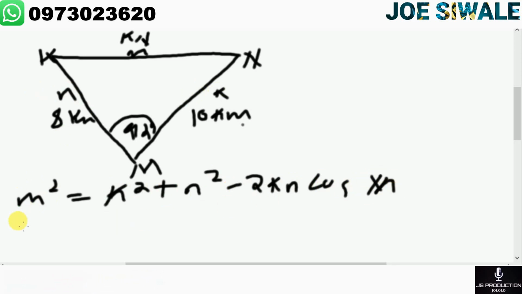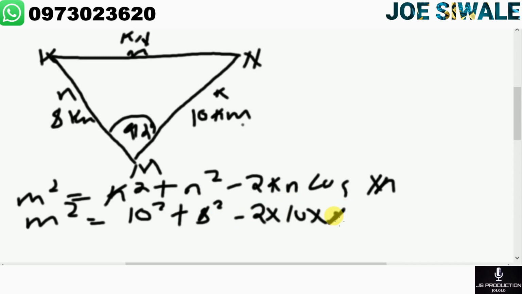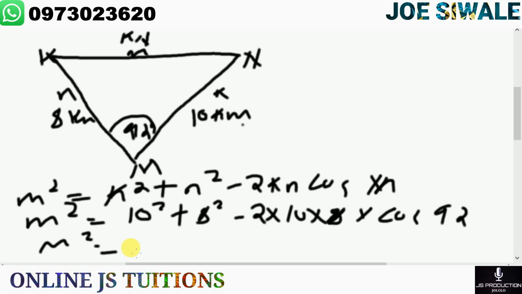And I know that this will be m squared is equal to k, here I've been given as 10, so this is 10 squared plus n, that's 8 squared, minus 2 multiplied by k, that's 10, multiplied by n, that's 8, multiplied by cos the angle which is at m, that's 92. So here I'll say m squared is equal to, if you punch in the calculator, 10 squared plus 8 squared minus 2 multiplied by 10 multiplied by 8 multiplied by cos 92, that is giving me 169.5839195.